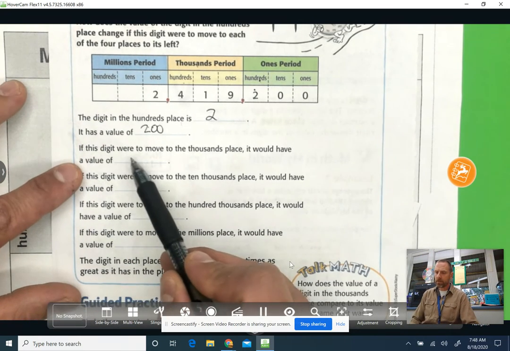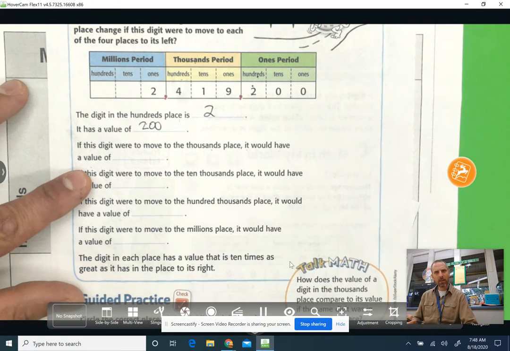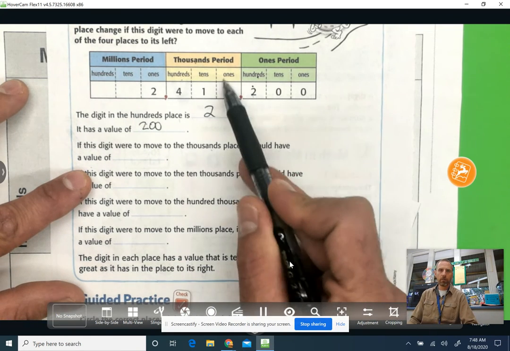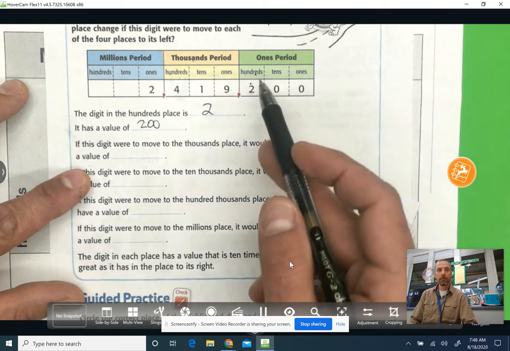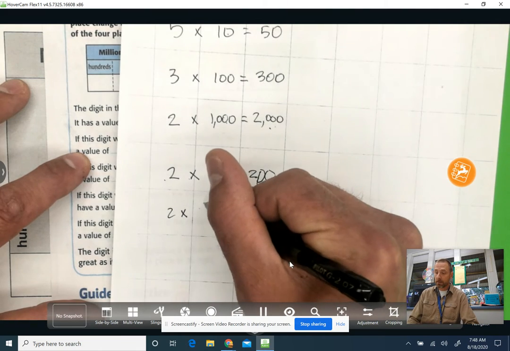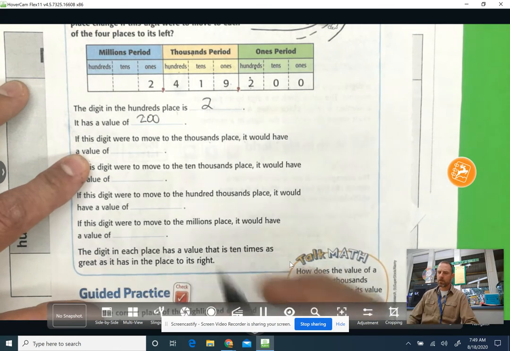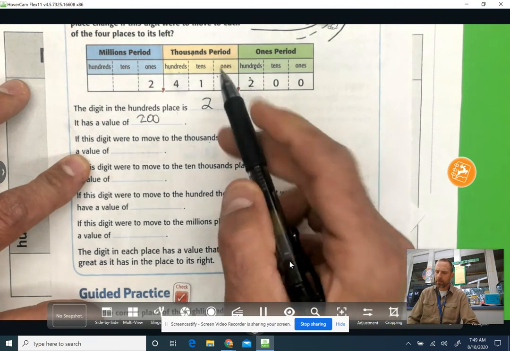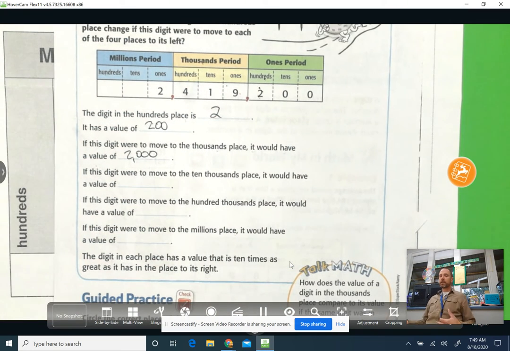Okay. If the digit were to move to the thousands place, it would have a value of... Now that's asking you to think about, we're going to move this 2 over to the 1,000s place. If I put that 2 there instead of the 9, the value of that 2 would be 2 times, well, we're moving it to the thousands place, so 1,000, and that equals 2,000. So if the digit were to move to the thousands place, that 2 now has a value of 2,000.